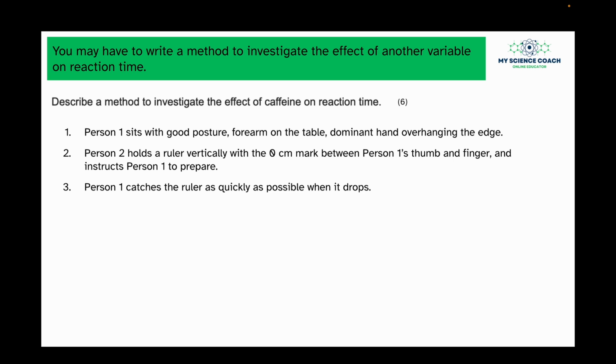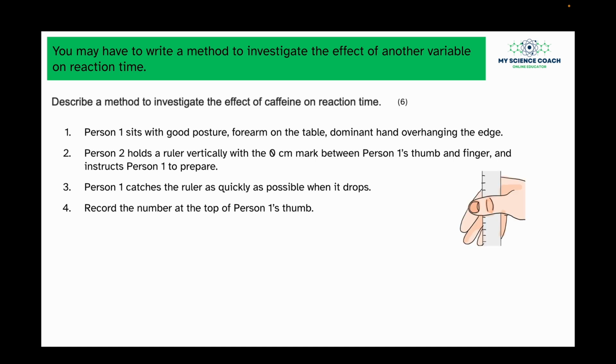Person 2 drops it and person 1 catches it as quickly as possible. You record the number on the ruler from the top of person 1's thumb. Again, that is important. Say where you are reading the measurement from. That's all about getting a valid result, putting you in that top category. I've put the animation on there. Look, there you go. That is what the top of the thumb looks like, just in case you weren't aware.